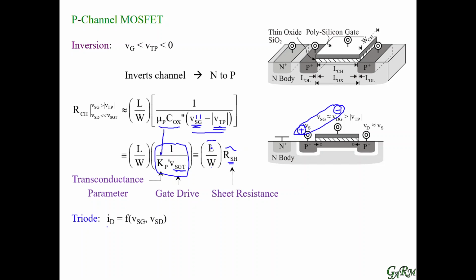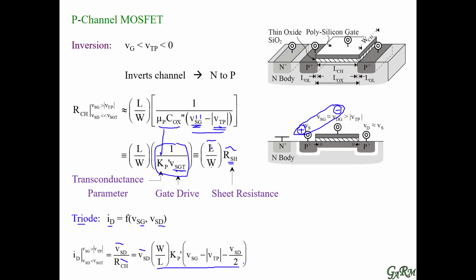Now let us talk about conduction. Triode refers to when the current is sensitive to both gate voltage and drain voltage. So basically all we're doing is applying a voltage across this channel here. So it's the voltage across that resistance. So we put the voltage here, and then this entire thing here is just 1 over the resistance. So we recognize the length that we had on the top expression, the width, the transconductance parameter, and the gate drive. But look at this here.